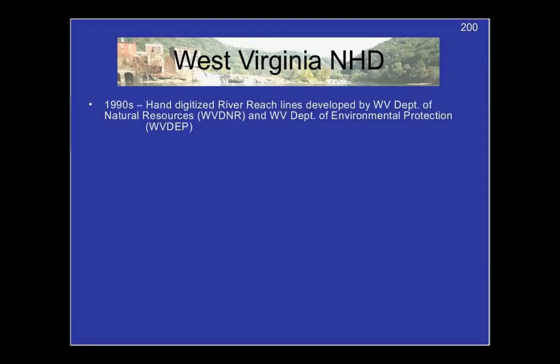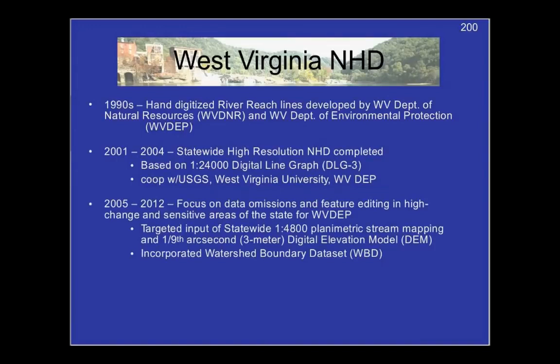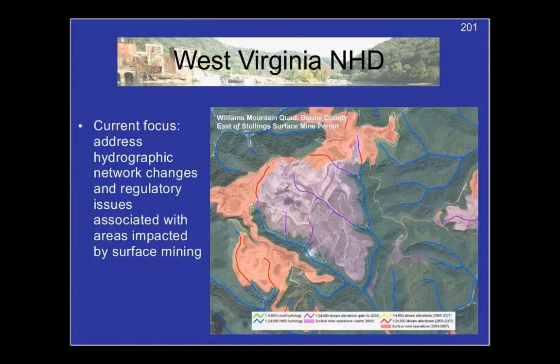In today's talk, Dr. Samuels will be talking about West Virginia. Let's take a quick look at the NHD for West Virginia. Hydrography data was first digitized in the 1990s. By 2004, the high-resolution NHD was completed for the state. In the 2005 to 2012 timeframe, NHD data at 1 to 4,800 scale resolution was produced. In the 2013 to 2016 timeframe, the NHD is being used in the development of stream stats. The current focus of the NHD is the changing hydrography associated with surface mining.